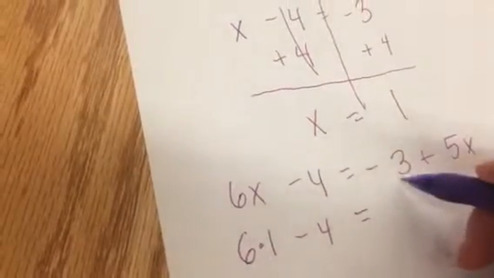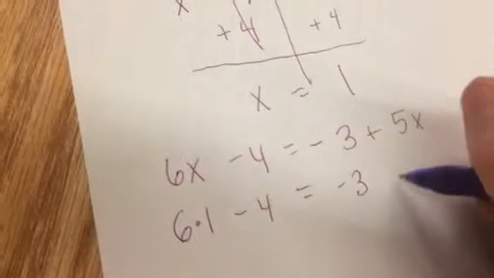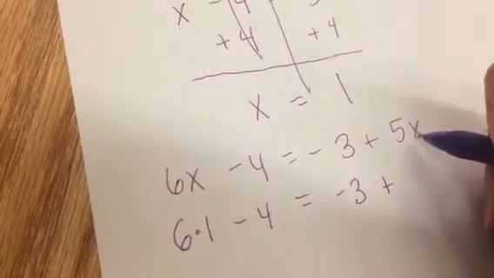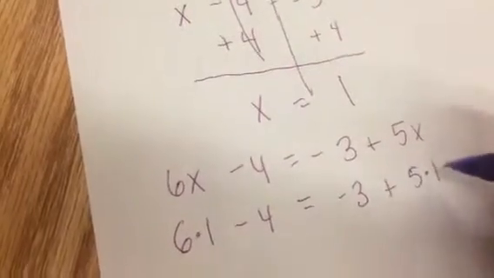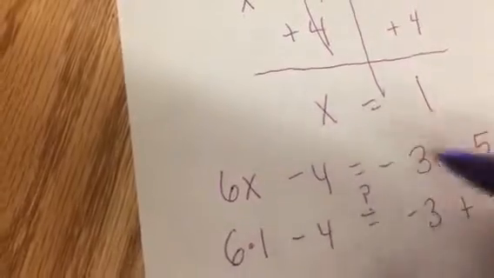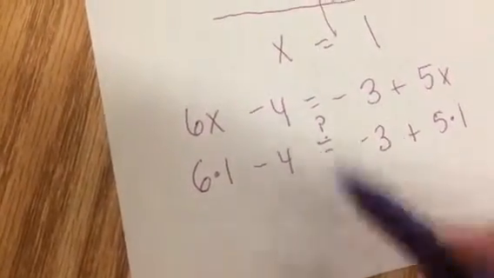equals negative 3 plus 5x, or 5 times 1. Now, we're checking to see, let's put a question mark over the equal sign because we're not really sure if the sides are going to be equal. We're checking to see if they are.